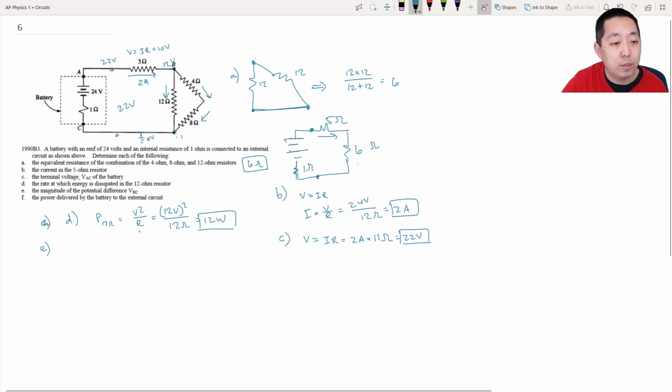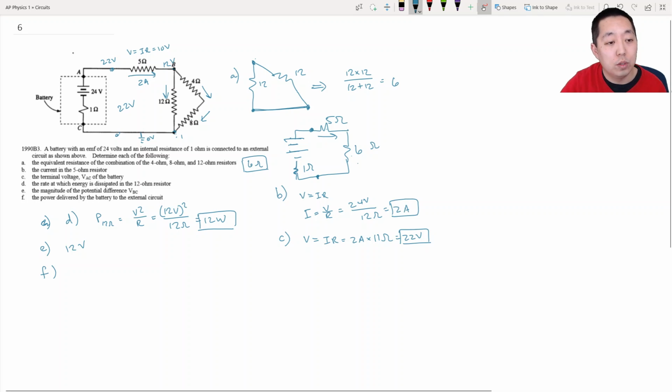The magnitude of the potential difference at VBC. Oh, we already just computed that. We decided that was 12 volts. Right? Because we knew this was 22, and we subtracted 10 from 22 to get to 12 volts there. The power delivered by the battery to the external circuit.